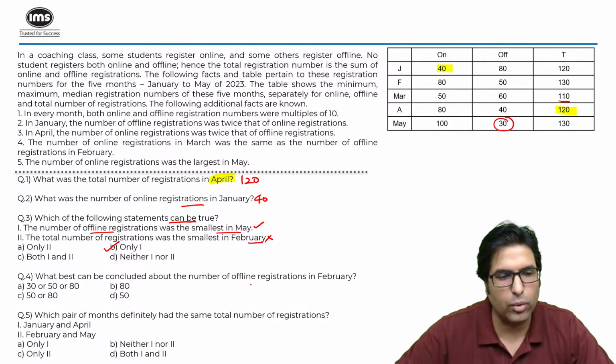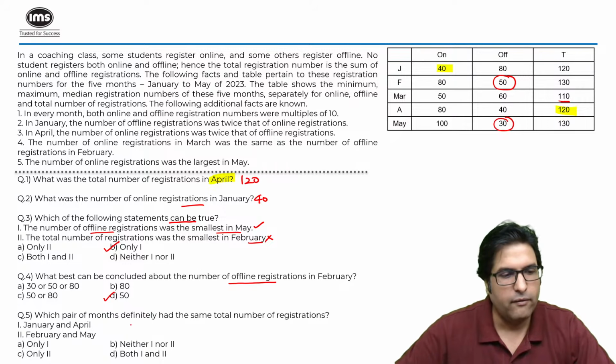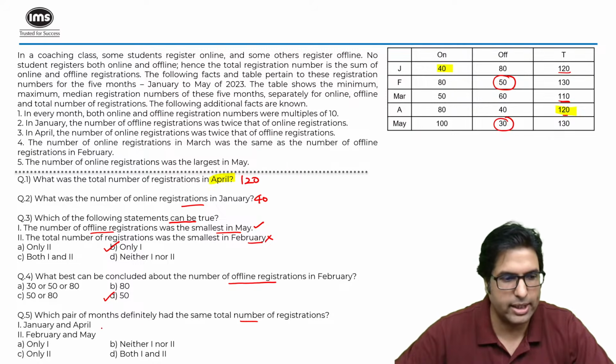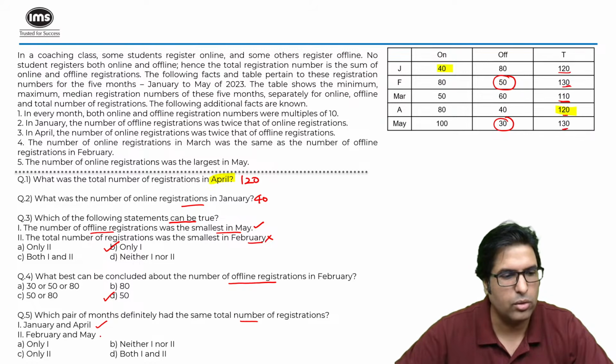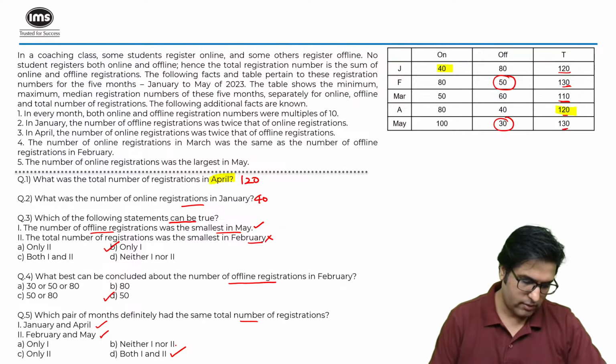What best can be concluded about number of offline registrations in Feb? Offline Feb is 50. So correct answer will be choice D, 50. Which pair of months definitely had the same total number of registrations? Jan and April. So Jan 120, April 120. This is true. Feb and May. Feb is 130, May is 130. This is also true. So we'll say correct answer is choice D, both 1 and 2.